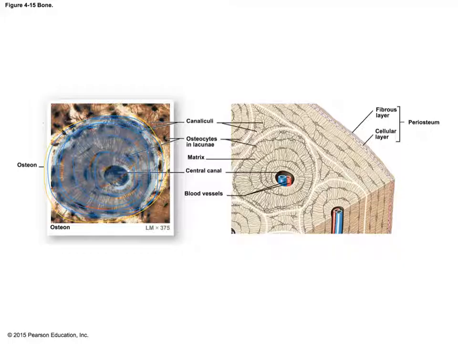And inside, there's a central canal. That central canal has a larger blood supply in it, so blood vessels in there. And on the outside, if you took a section of bone, like a corner of it, and looked at it, on the outside you see the periosteum, which is right on the outside.